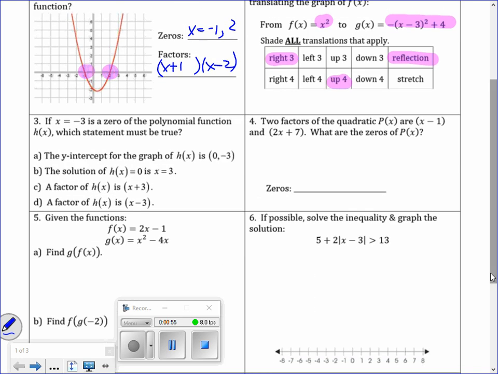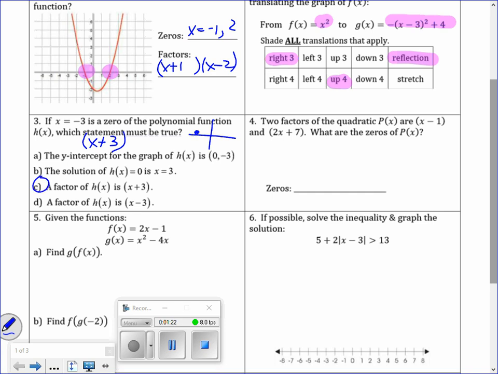Down here, number 3. If x equals -3 is a 0, so that means there's an x-intercept at -3. So right here at -3. That also means that the factor was x plus 3 that it came from. So let's read these. Which one can be true? Letter A, the y-intercept is 0, -3. Nope, it's supposed to be the x-intercept. The solution of h of x equals 0 equals 3. No, because it's supposed to be -3. And letter C, there it is, a factor.